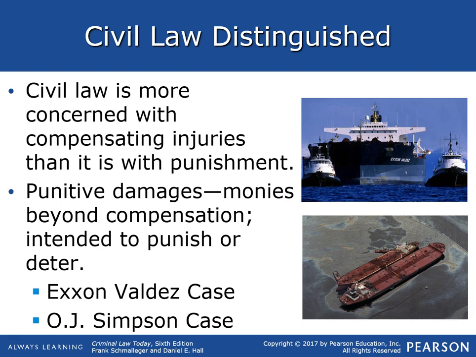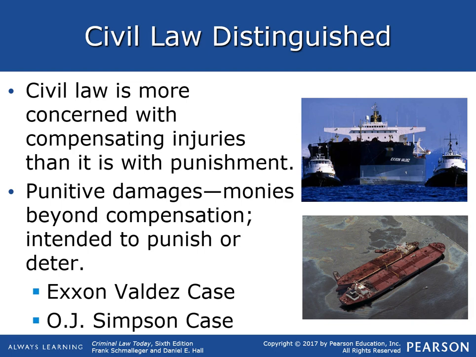Exxon Valdez case. So in 1989, this oil tanker struck ground in Alaska waters, and the injury to the ship resulted in hundreds of thousands of barrels of oil spilling into the ocean, the largest spill by a tanker in U.S. history and the second largest spill of any kind next to the Deepwater Horizon spill of 2010.